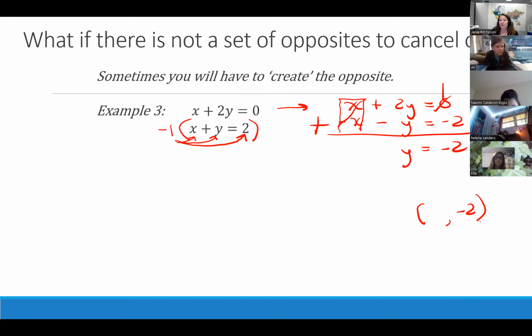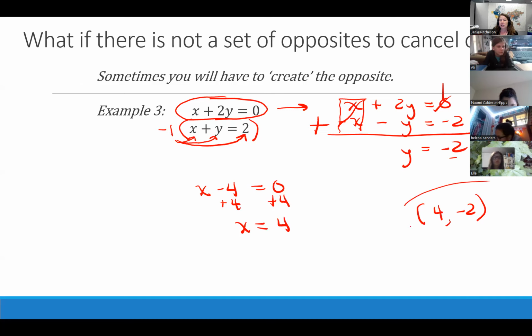And to find my x value, I'm going to plug in negative 2 to either one of these equations. It doesn't matter. I'll just use the top one. X plus, well, 2 times negative 2. 2 times negative 2 is minus 4. And then to solve for x, I'm going to add 4 to both sides. So the value of x is actually 4. And I have just solved. Still using elimination, but I had to do one extra step.